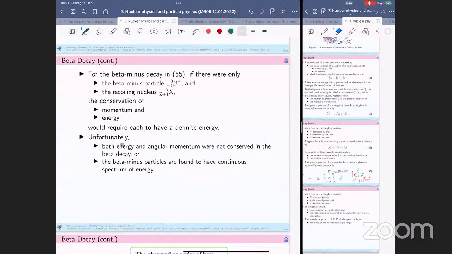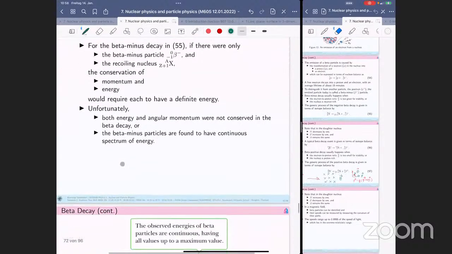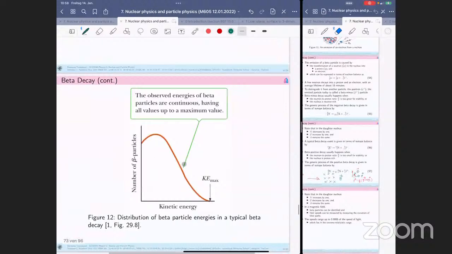Unfortunately, both energy and angular momentum were not conserved in the beta decay. The beta minus particle, or electron, was found to have a continuous spectrum of energy. Once they observed the beta particle, which is the electron, they had different values of kinetic energy. There is a maximum value of the kinetic energy.